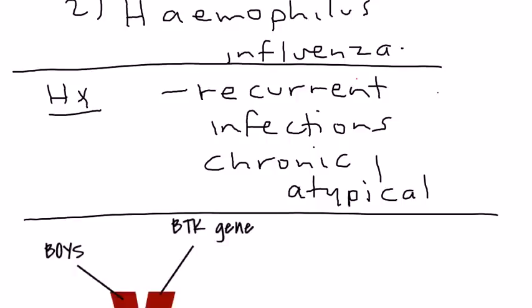Remember, it's right here. The BTK gene that's responsible for B cell development has a mutation in it. So the B cells don't produce, and as a result, we don't have any antibodies. Now, when you say infections, what type of infections are we talking about? Well, there's quite a few.